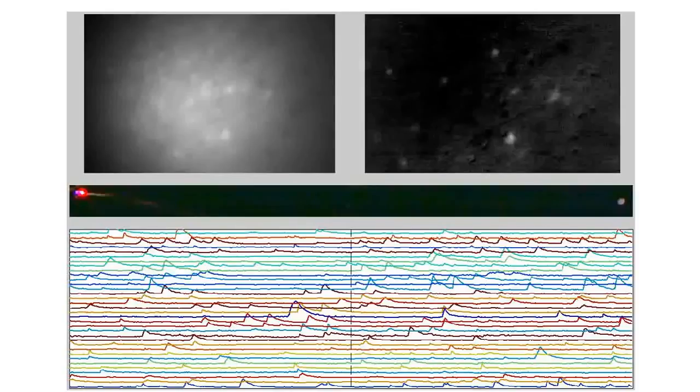Each time the cell fires a burst of action potentials, you can see these deflections up and the slow decay of the calcium transient. And you can see that this is a few of the cells that are displayed, but you can typically record these from several hundred cells and over several days, more than 1,000 cells in one hippocampal recording. And the critical thing is you'll be able to go back to the same cells day after day, week after week, and record from the cells as long as the calcium indicator expression is stable.